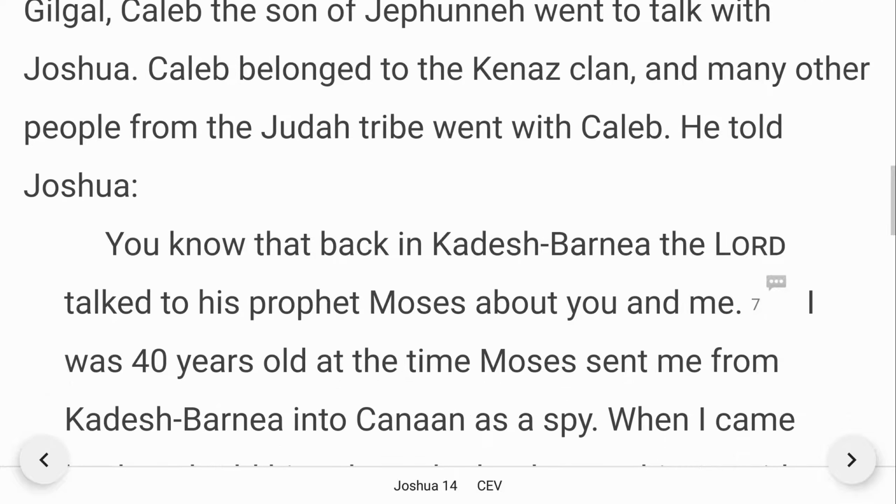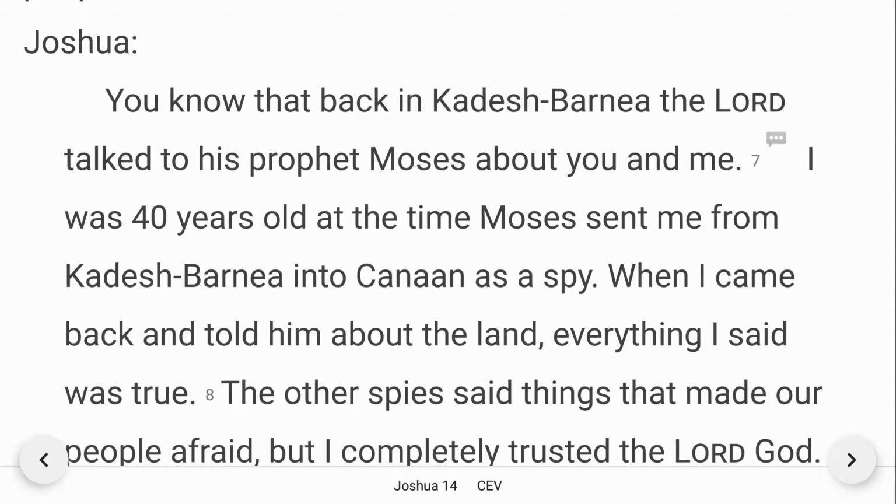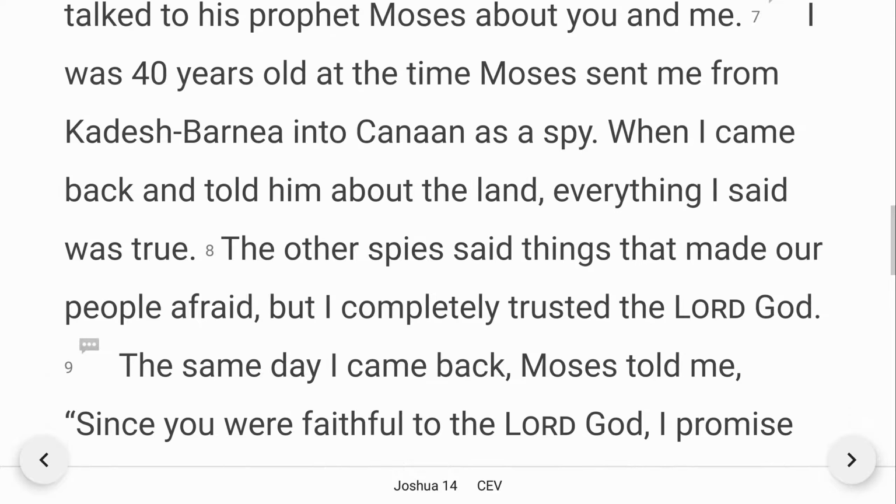He told Joshua, "You know that back in Kadesh Barnea, the Lord talked to his prophet Moses about you and me. I was 40 years old at the time Moses sent me from Kadesh Barnea into Canaan as a spy. When I came back and told him about the land, everything I said was true.